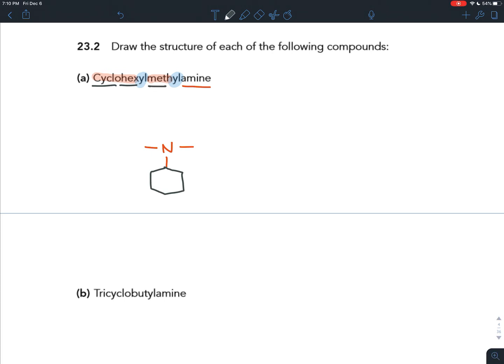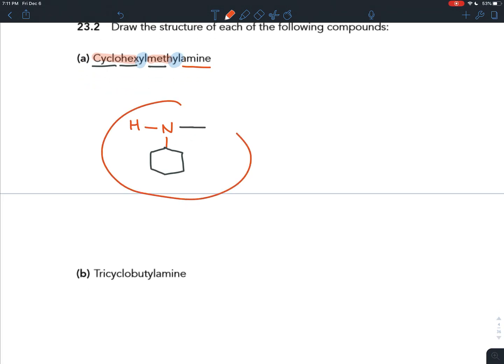Meth means you have 1 carbon. A 1-carbon branch is just 1 atom there. The nitrogen still needs a 3rd bond, and so that 3rd bond must be going to a hydrogen. If it were going to any carbon chain, the name for the carbon chain would be named as a branch in this region here. And so what we have here is cyclohexyl methylamine.